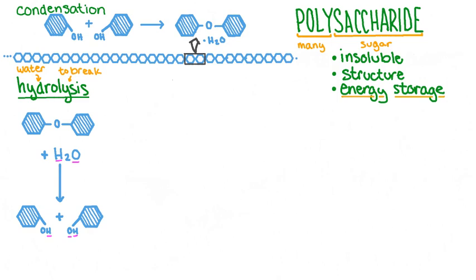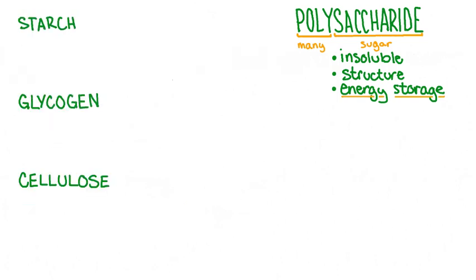It's basically the reverse of the condensation reaction that we learned about a little bit earlier. Once they're broken down again, the monosaccharides can be used in processes that transfer energy, such as cellular respiration. Examples of polysaccharides include starch, glycogen, and cellulose. And these three macromolecules differ in both structure and in function.